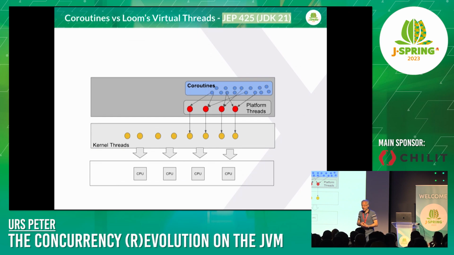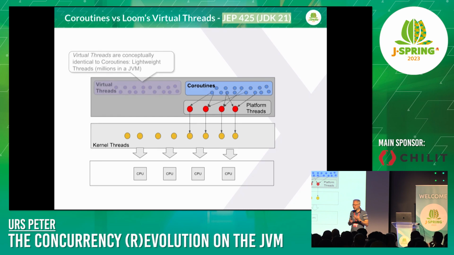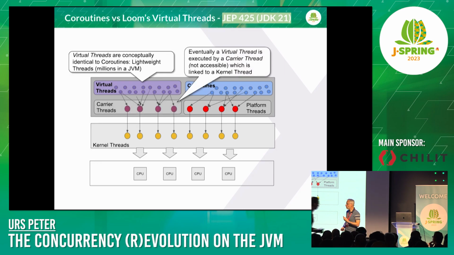So first, let's take a look at the virtual threads. So what are virtual threads? Virtual threads are, as I said, very similar to coroutines in the sense that they're lightweight threads. You can have millions per gigabyte of memory. But also, virtual threads need to eventually be executed by a real thread. And instead of using a platform thread, JDK 21 has the so-called carrier threads. These are threads you're not aware of. For you, they don't exist, but they do the real work.